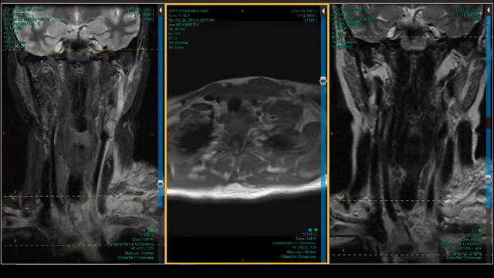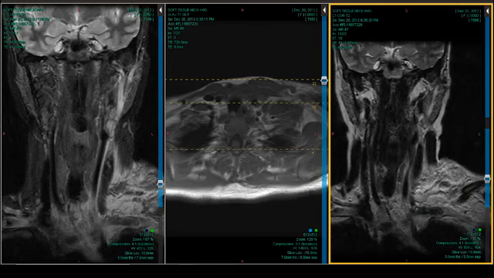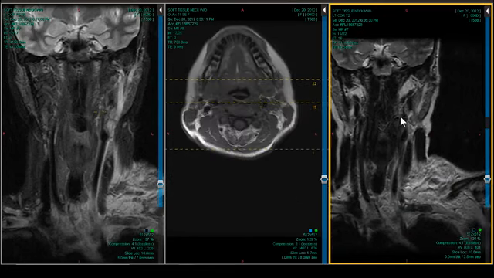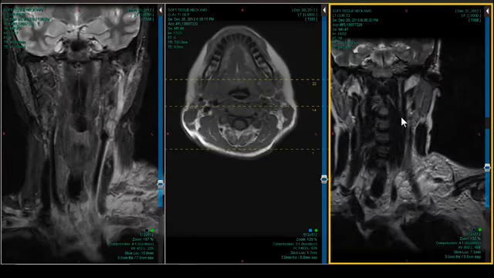Now you might say, well, why is the T2 bright? The reason it's bright is that it's fresh blood. In other words, it's less than 12 to 24 hours old. It takes at least 24 hours for blood to demonstrate intracellular deoxyhemoglobin and methemoglobin shortening.